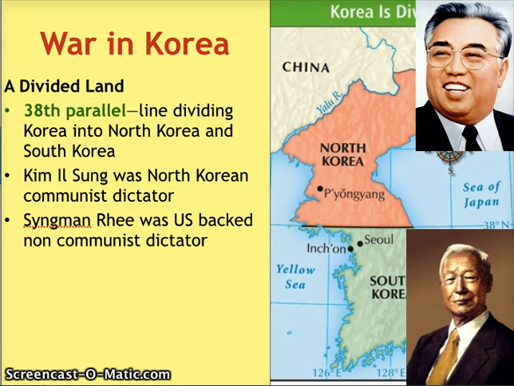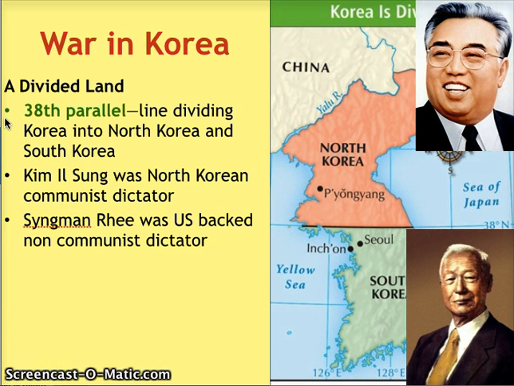So at this moment, we have a line that is dividing Korea, and this is called the 38th parallel. It divides Korea into the northern part and the southern part. Now, when World War II ended, the Japanese surrendered North Korea to the Soviets, and they surrendered South Korea to the Americans. So that is why we have this division of North and South Korea.